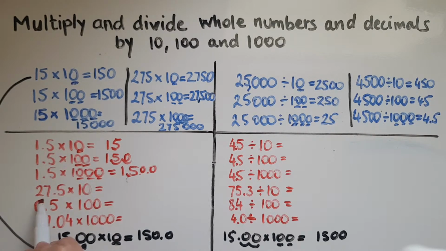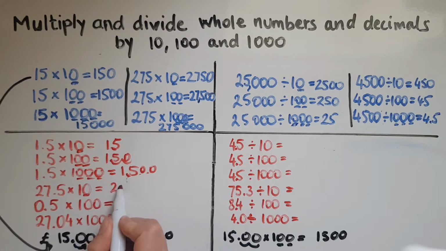Let's have a look at this one. 27.5 times 10. So 1 place we're moving in the positive direction. So 275, it is here at the moment, we're moving 1 place and it becomes 275.